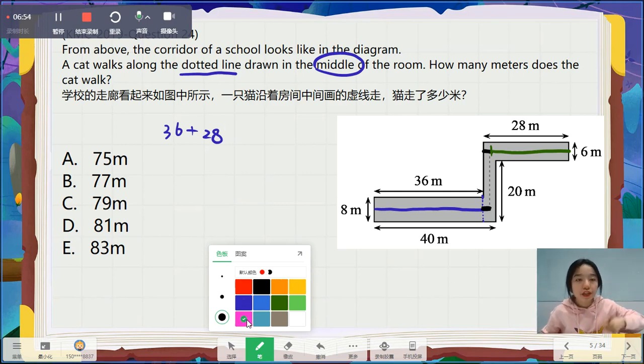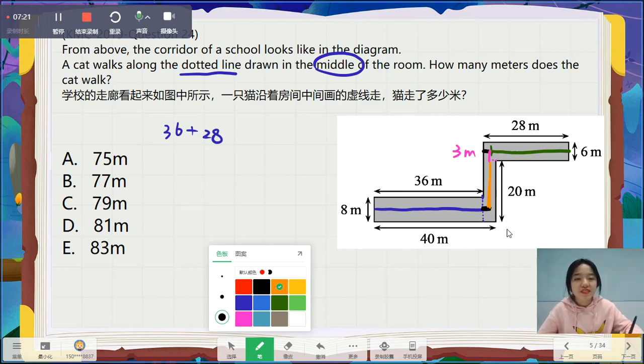Then we just need to finish the vertical part. And the vertical part can also be cut into two parts, like this. One part is the pink one, and the other part can be the yellow one. Let's see the pink one. Because all the walking path is in the middle, the pink one should be half of 6 meters. It's just 3 meters.